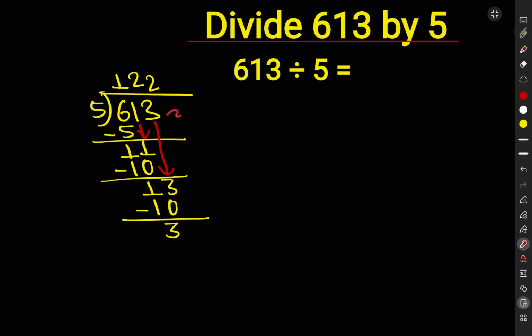So now we have no other number to put down. So we take a decimal here, so that we put 0. So it is 30 and 5 times 6 is 30. On subtracting we get 0. So 613 divided by 5 is 122.6.